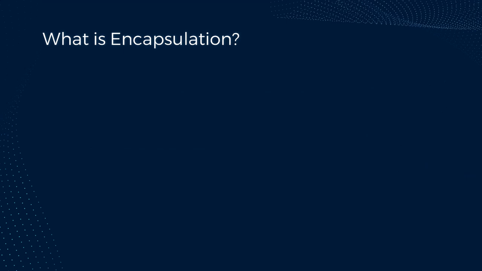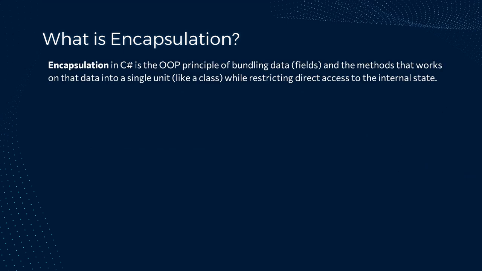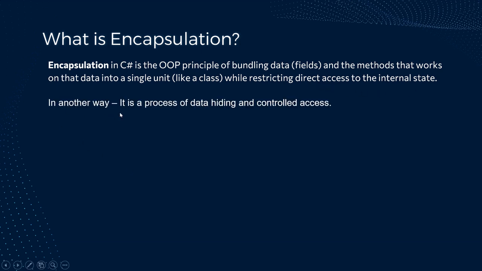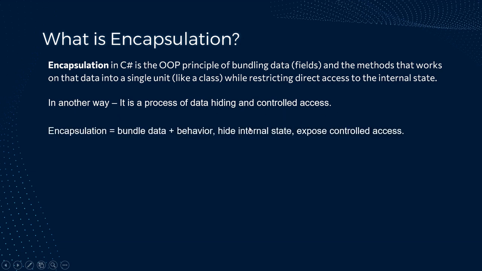What is encapsulation? Encapsulation in C# is the object-oriented principle of bundling data, that is the fields and the methods that work on that data, into a single unit like a class, while restricting direct access to the internal state. In another way, it is a process of data hiding and control access. Encapsulation is equal to bundle data plus the behavior.